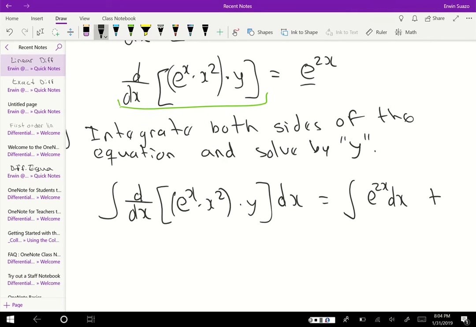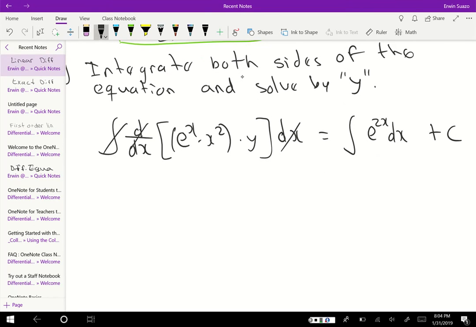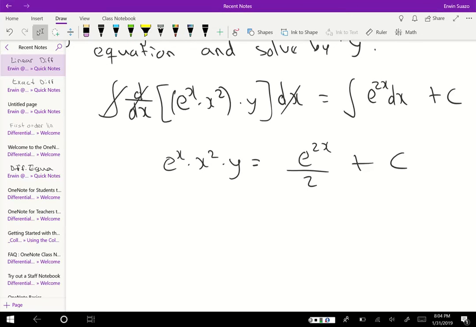I have lots of questions here. So by fundamental theorem of calculus, these things cancel, right? Because the derivative and the integral cancel each other. So this is e to the x times x squared times y. And what is the antiderivative of this? This is e to the 2x divided by 2 plus c. Okay. So my final answer, I need to now solve for y. So I just can write it like this. e to the 2x divided by 2 plus c, all divided by e to the x times x squared.